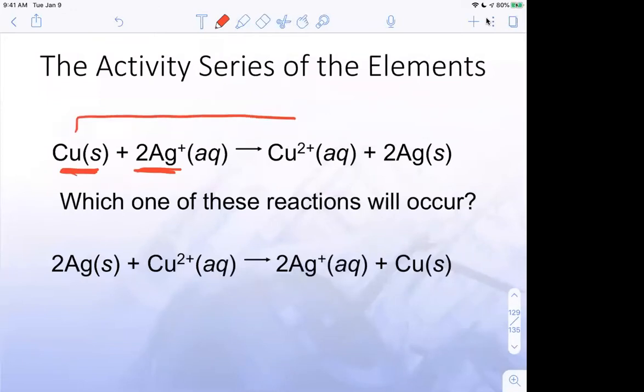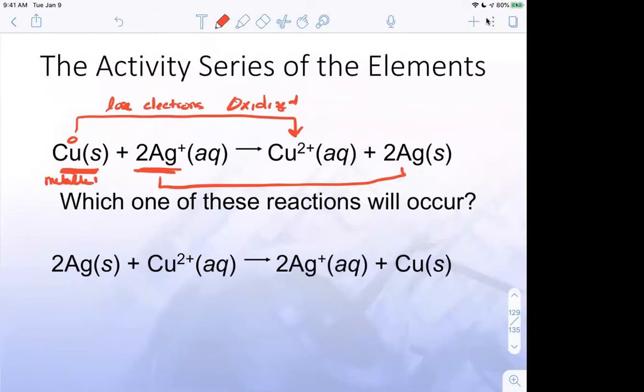Remember, this copper is losing electrons and is oxidized. This is metallic copper, this is an ion, this is going to be metallic silver, and this is an ion. So the silver ion is going to gain electrons, or be reduced. Copper is the reducing agent. Is copper reactive enough to displace the silver, or does the silver displace the copper? Which one of these two reactions actually will occur?